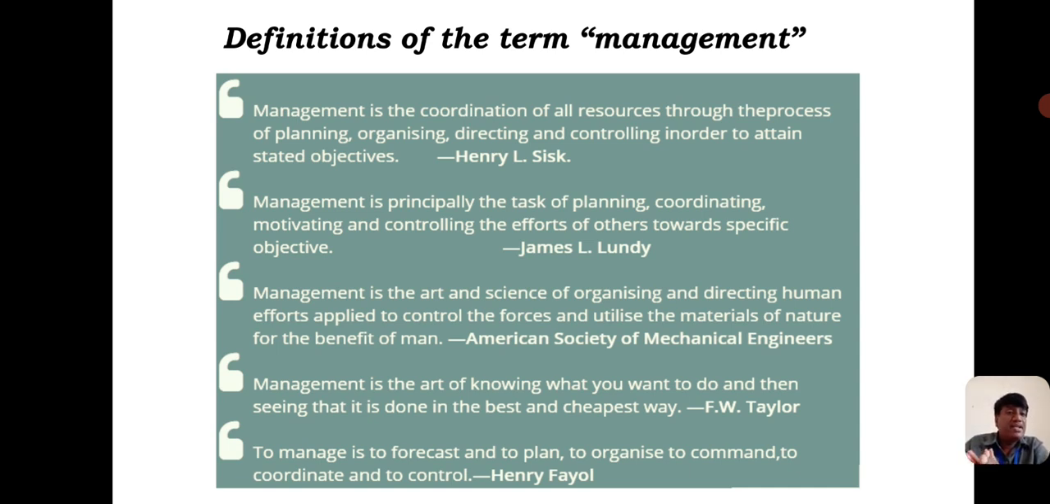Thereby, F.W. Taylor says, management is an art of knowing what you want to do, and then seeing that it is done. And to see that it will be performed as per what has been decided in the planning process, in the best and the cheapest way. Because success of any organization depends upon coming out with the output at the minimum cost. You must get the maximum output at the minimum cost.